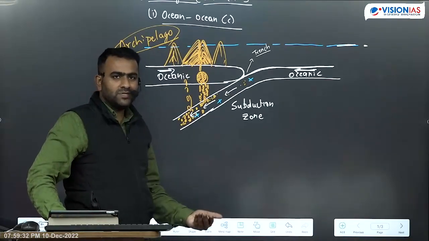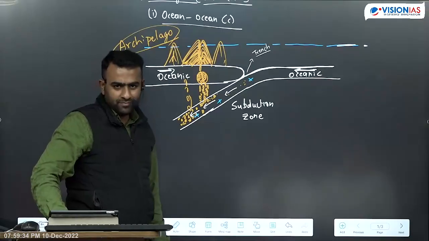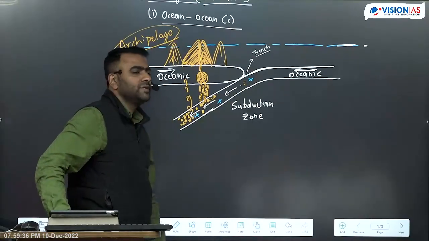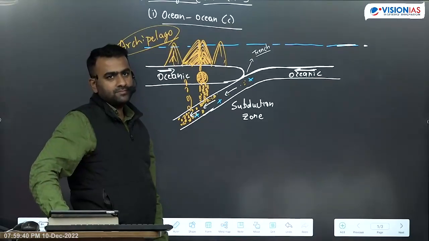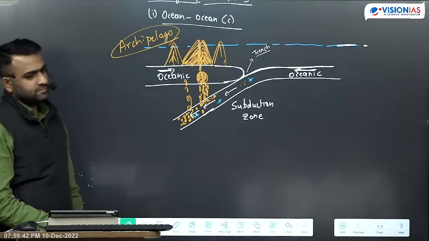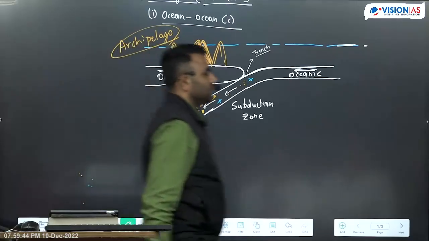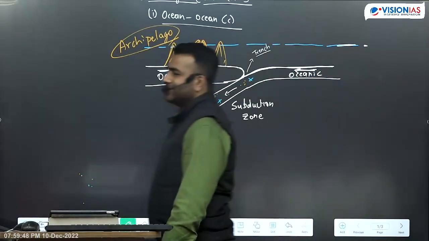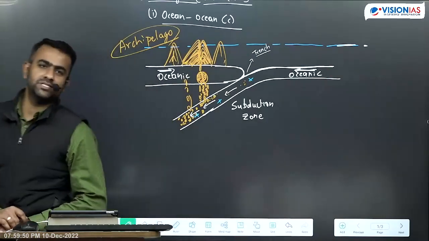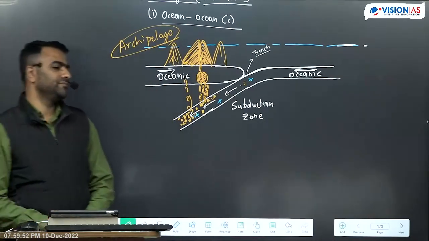Whereas along the divergent plate boundary there is no subduction. All the activity is limited to the surface only. There are only shallow earthquakes. Okay? This is the ocean convergent plate boundary.